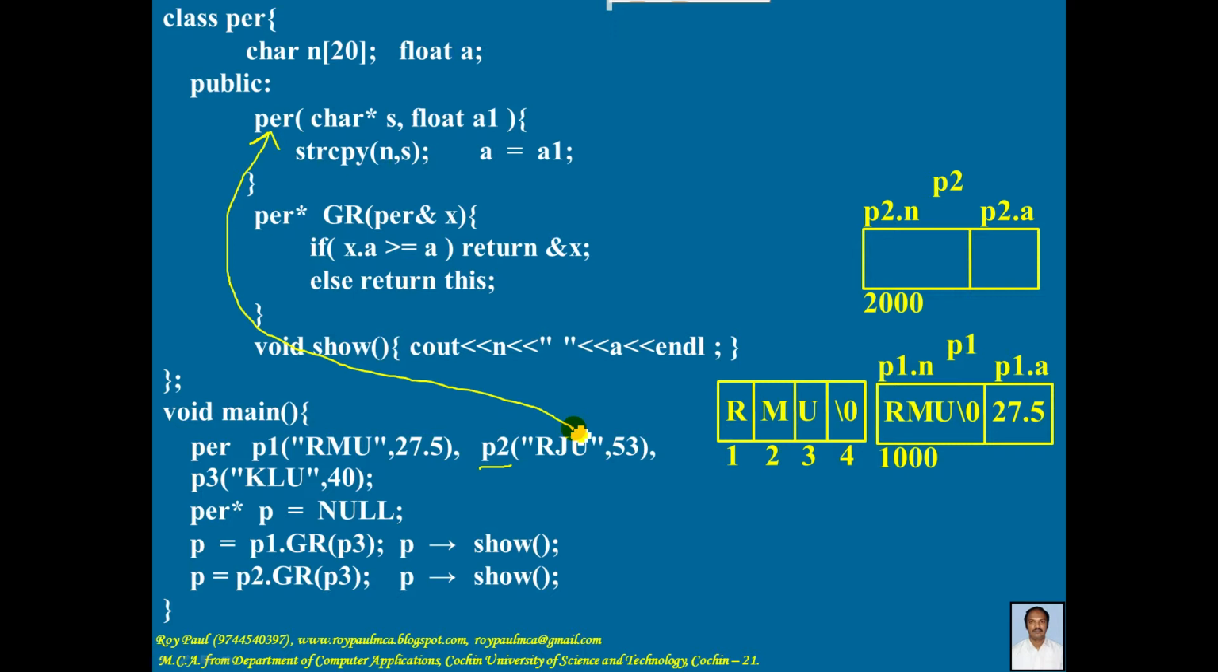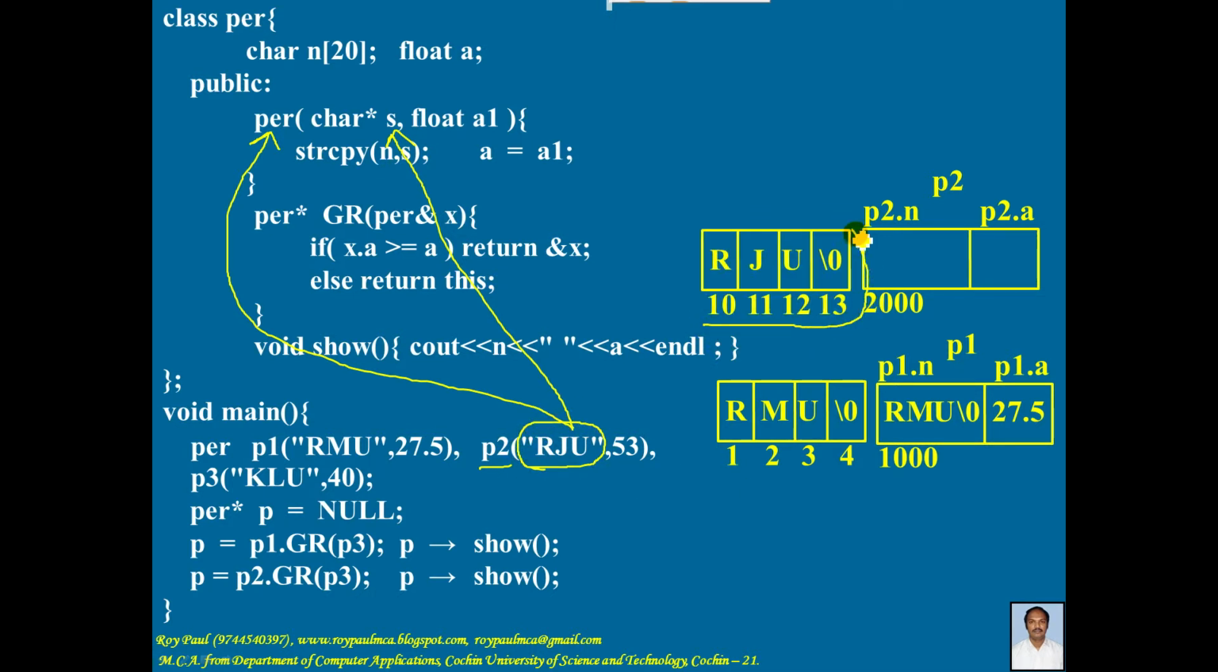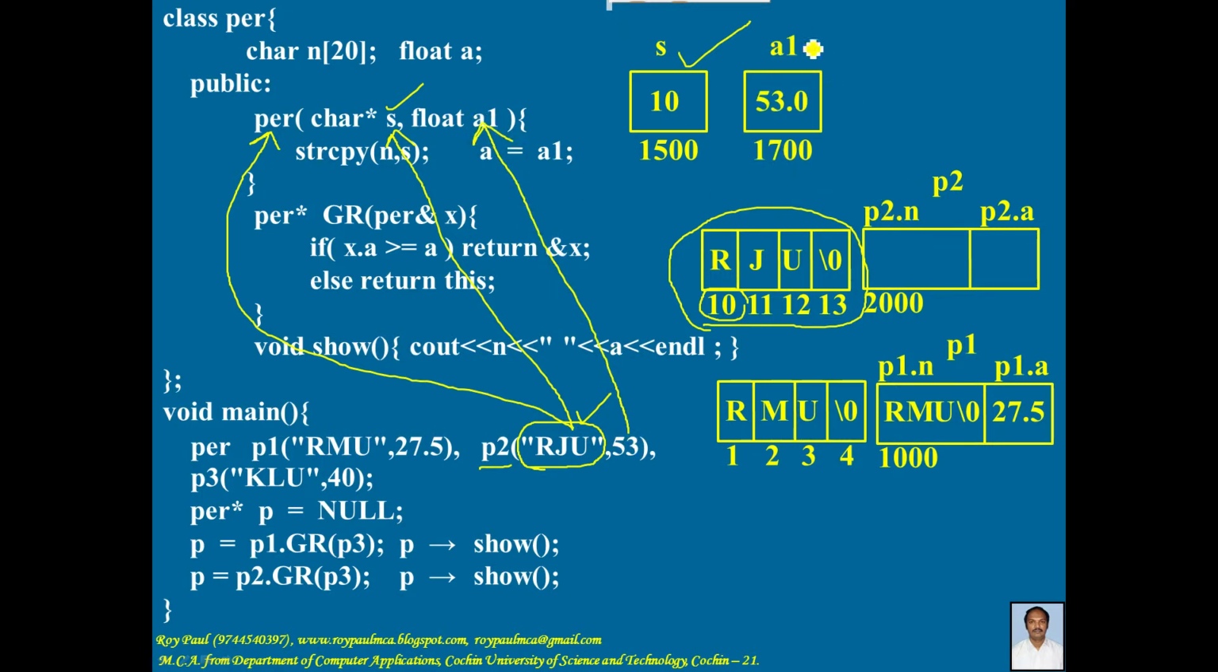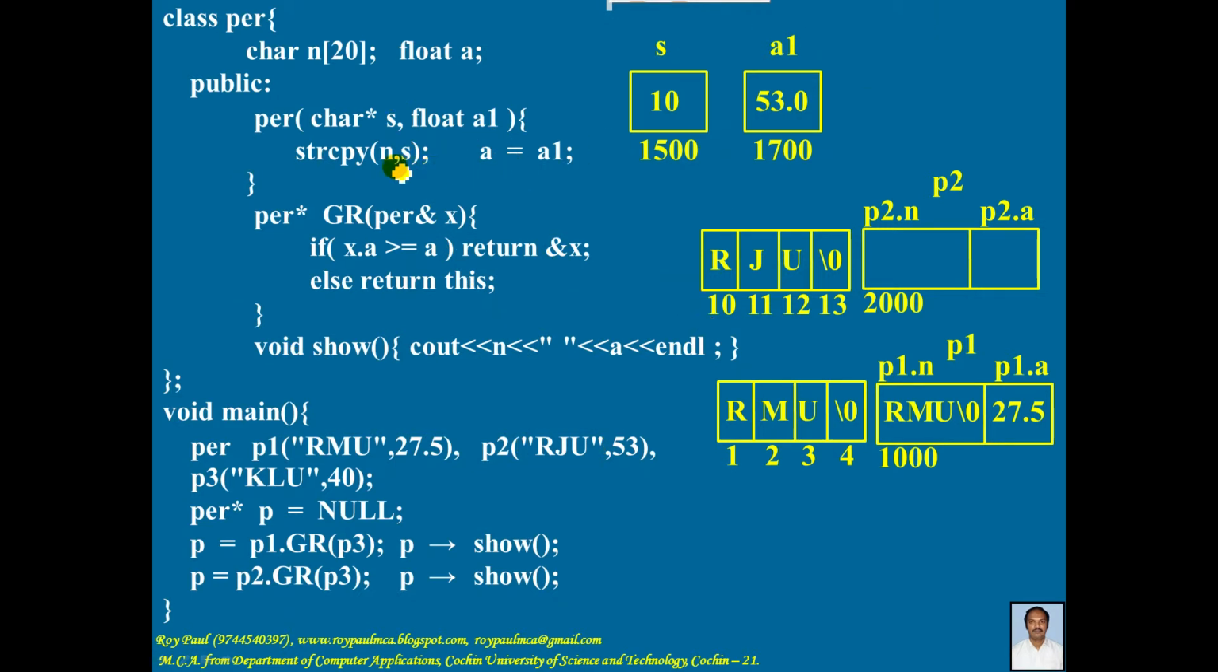Now the first argument, a string constant, is passed to s. The method is that this string must be stored in some memory location like this, and the base address of the memory location, for example 10, comes in the pointer variable s. Now the second argument 53 is passed to A1, so A1 contains 53.0. Now this is a data member, and the constructor was called for the object P2, so this must be taken as P2.N. P2.N is the name of an array. If you simply write the name of the array, you get the base address. So here you get the base address 2000.